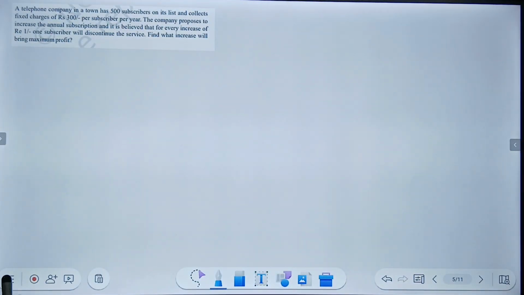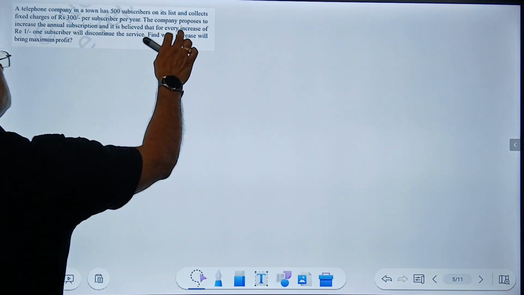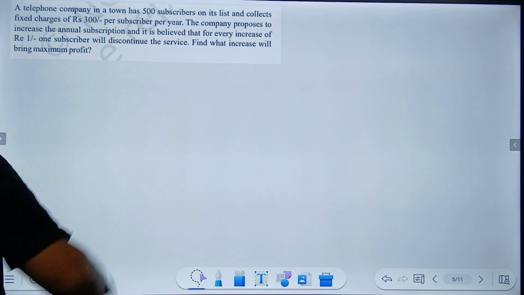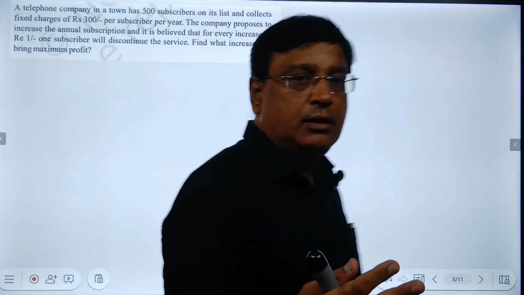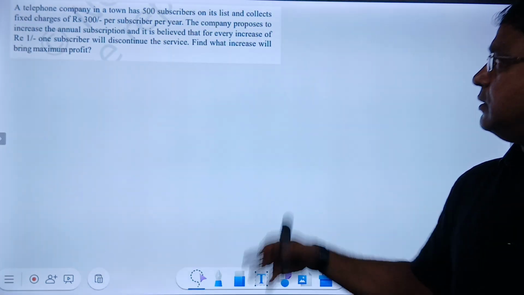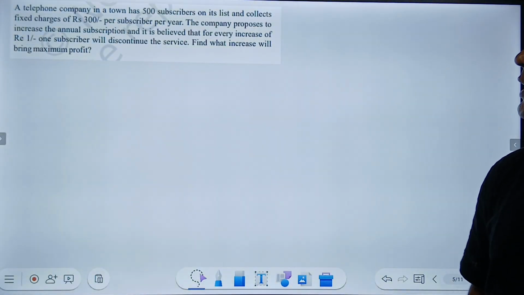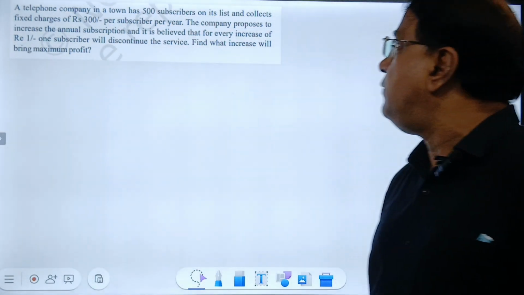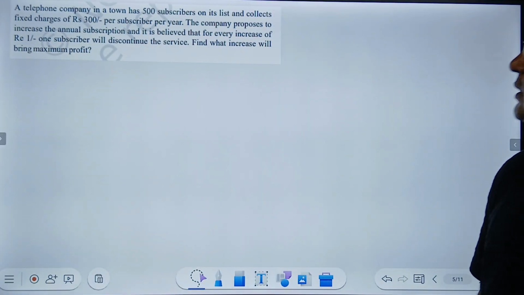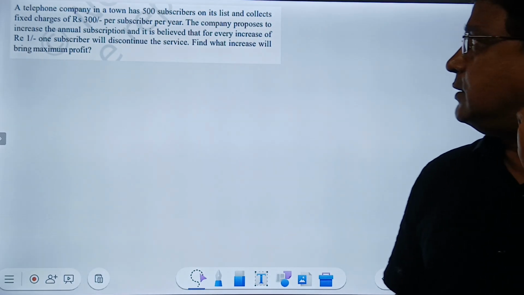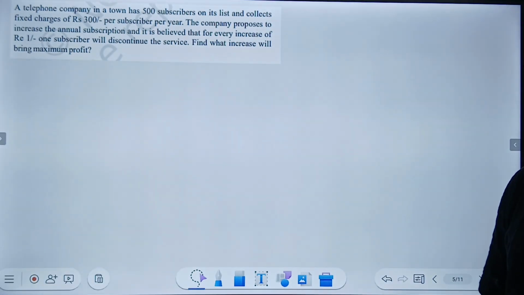Okay, let's go to the next very nice problem. It's a very simple question. So let's see how to go about this. It's more like a question from applied maths, but sometimes they ask for science also. A telephone company in a town has 500 subscribers on its list and it collects a fixed charge of rupees 300 per subscriber per year.